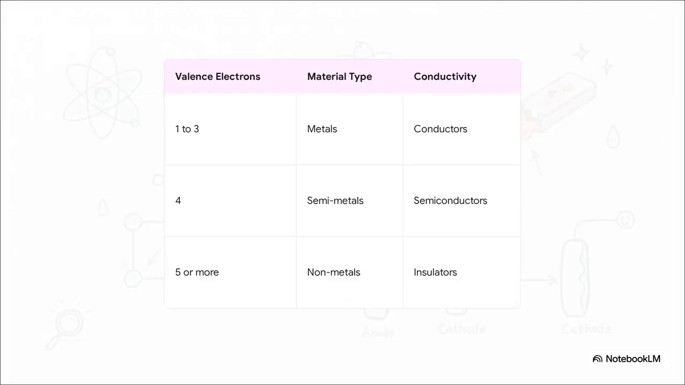So, by just counting those outermost valence electrons, we can basically categorize every material out there. If an atom has 1 to 3 valence electrons, it's a metal, which, by the way, also makes it a conductor. If it has exactly 4, it sits right in the sweet spot as a semimetal or semiconductor. But if it has 5 or more valence electrons, like our buddy chlorine, it's a nonmetal, and it acts as an insulator. It all comes down to just counting from 1 to 8.